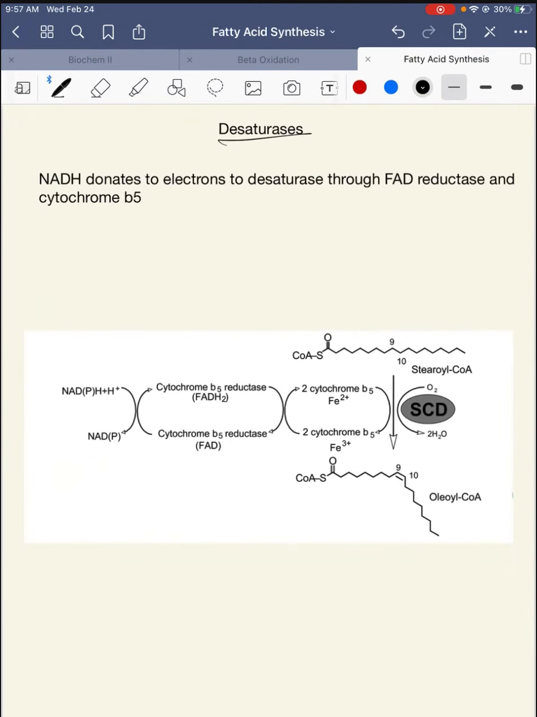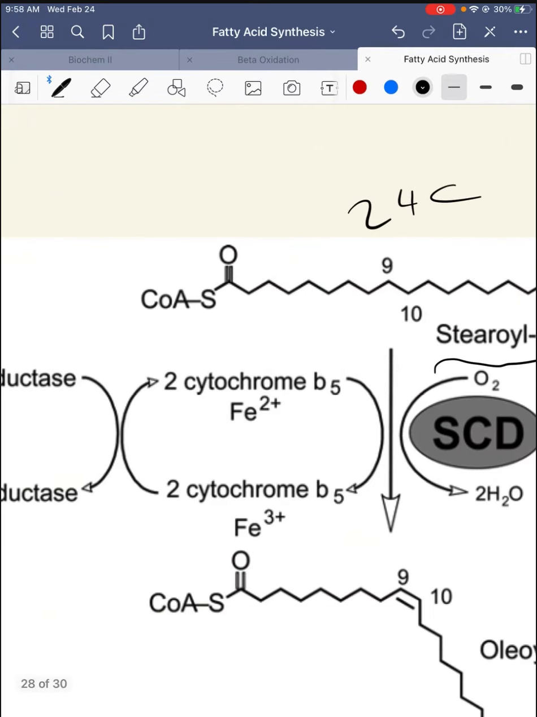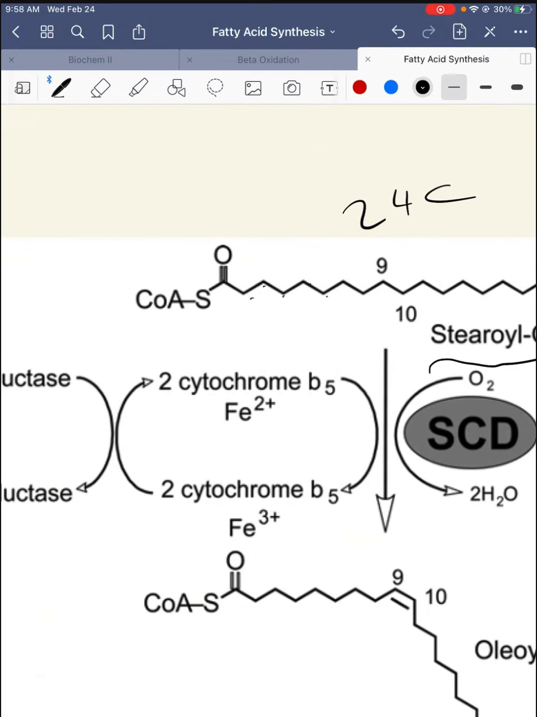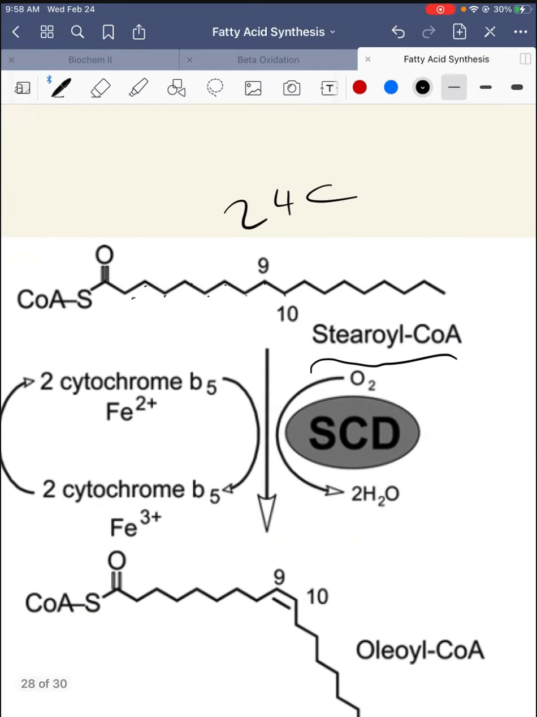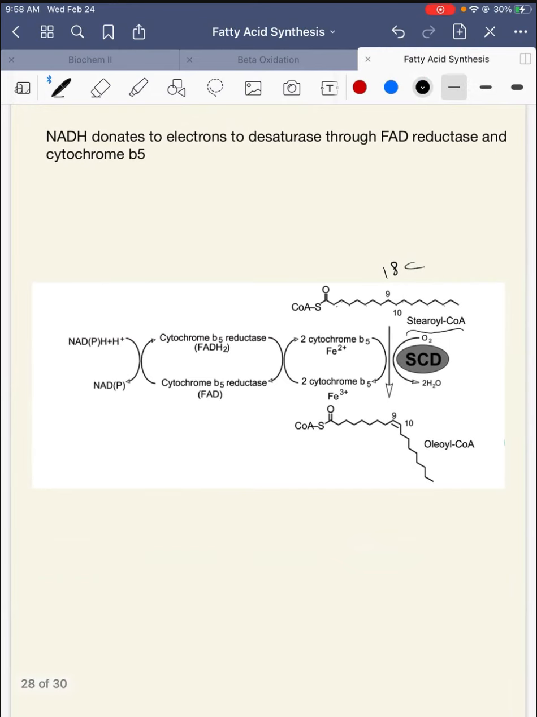Let's talk about how they work. Okay, so this is a stearoyl-CoA, which is, I think, a 24 carbon. Let me count that. 1, 2, 3, 4, 5, 6, 7, 8, 9, 10, 11, 12, 13, 14, 15, 16, 17, 18. It's not 24, it's 18. I don't know where I got 24 from. Basically it's an 18 carbon molecule.